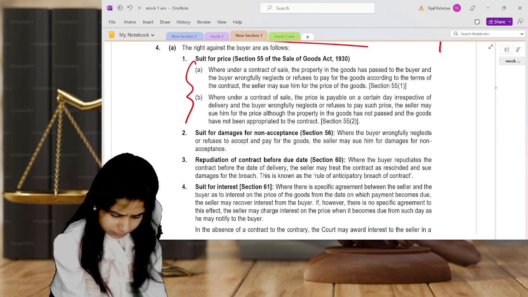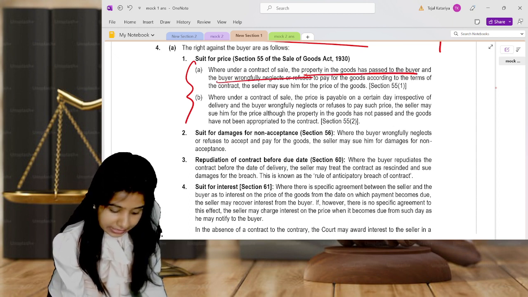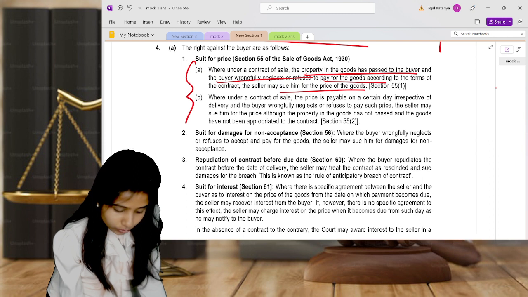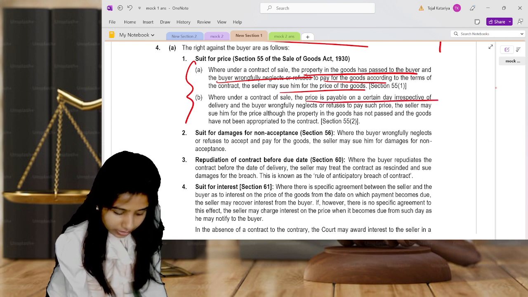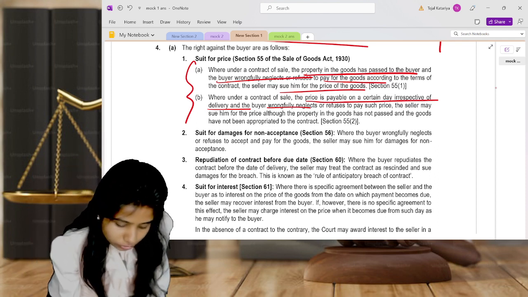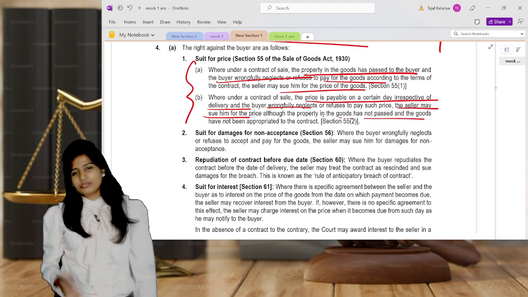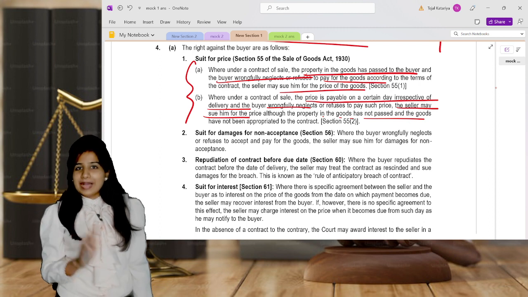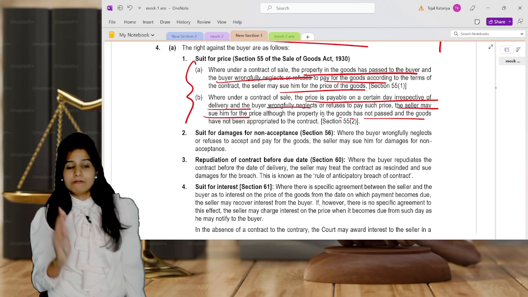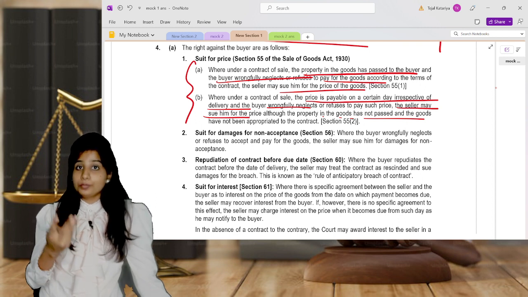In the first situation, where the property in goods has passed to the buyer and the buyer wrongfully neglects or refuses to pay the price, then the seller may sue him for the price. And in the second situation, where the price is payable on a certain day irrespective of delivery, if the buyer wrongfully neglects or refuses to pay the price, the seller may sue him for the price, although the property in the goods has not passed. So whether property has passed or not doesn't matter. You can directly file a suit against that buyer for the price. The condition is that the buyer must wrongfully neglect or refuse to pay the price.